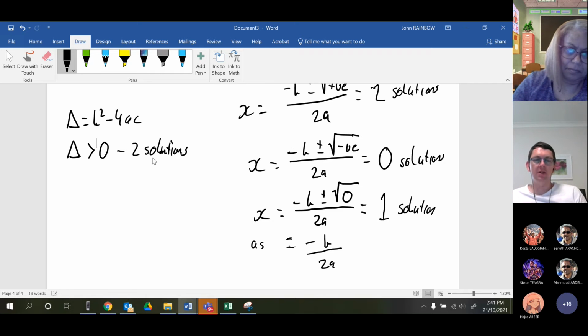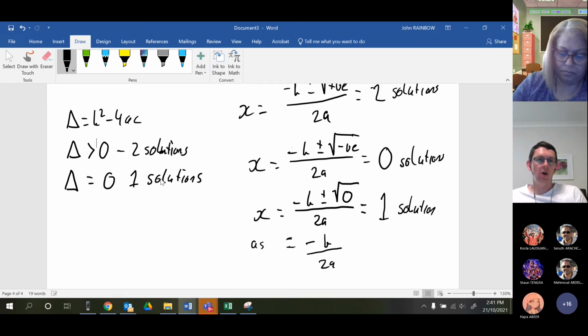And I can continue on using the quadratic formula because I know I'm going to get an answer. If the discriminant equals 0, I can use it. I'm going to get one solution, and that means it will actually have a turning point on the x-axis. So this would be a graph like this. This would be a graph with the turning point on the axis.